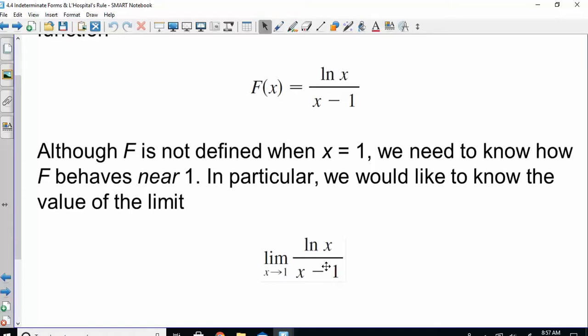No. So we've tried techniques like factoring and reducing, but are you going to be able to factor and cancel here? No. We've tried things like multiplying by a conjugate, but is that going to help me here? No. So nothing I have done up to this point is going to be useful in trying to calculate this limit.